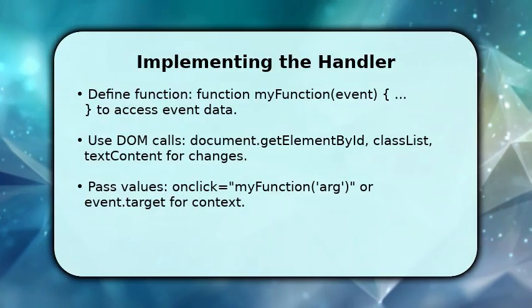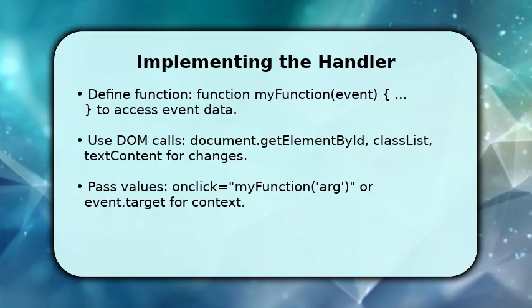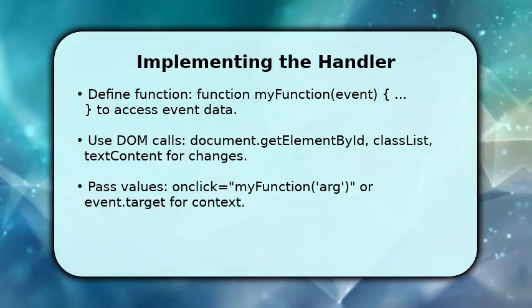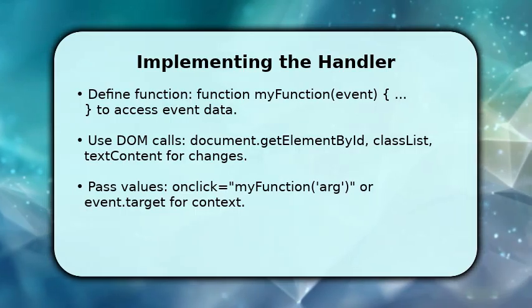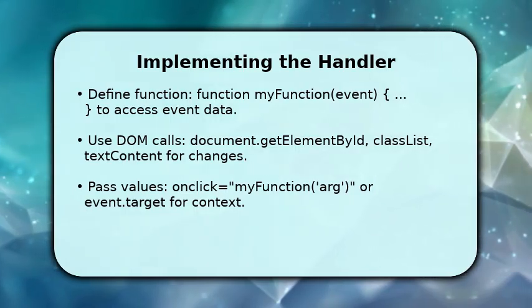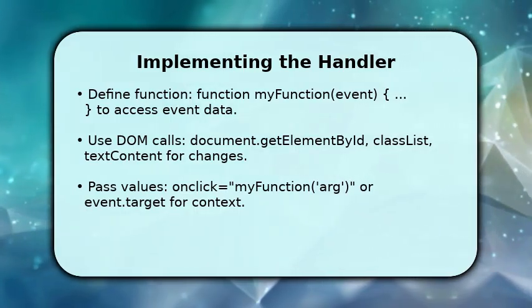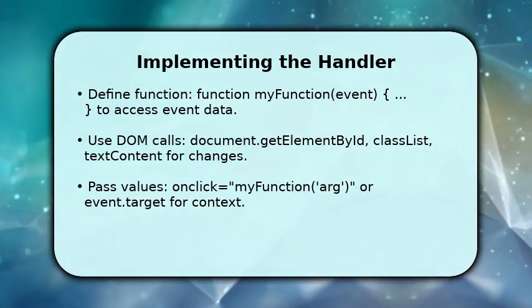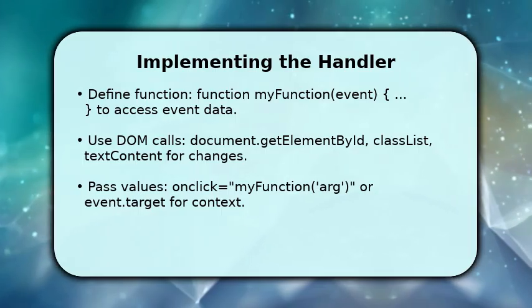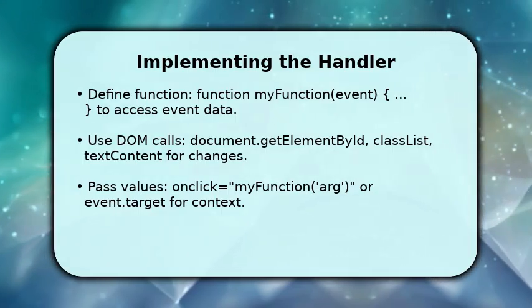Define function myFunction(event) so you can access event properties, or accept parameters like myFunction(arg) for custom data. Use DOM methods such as document.getElementById or event.target to find elements and modify class list or text content to update the UI. Once done, test different inputs and inspect the console for errors.